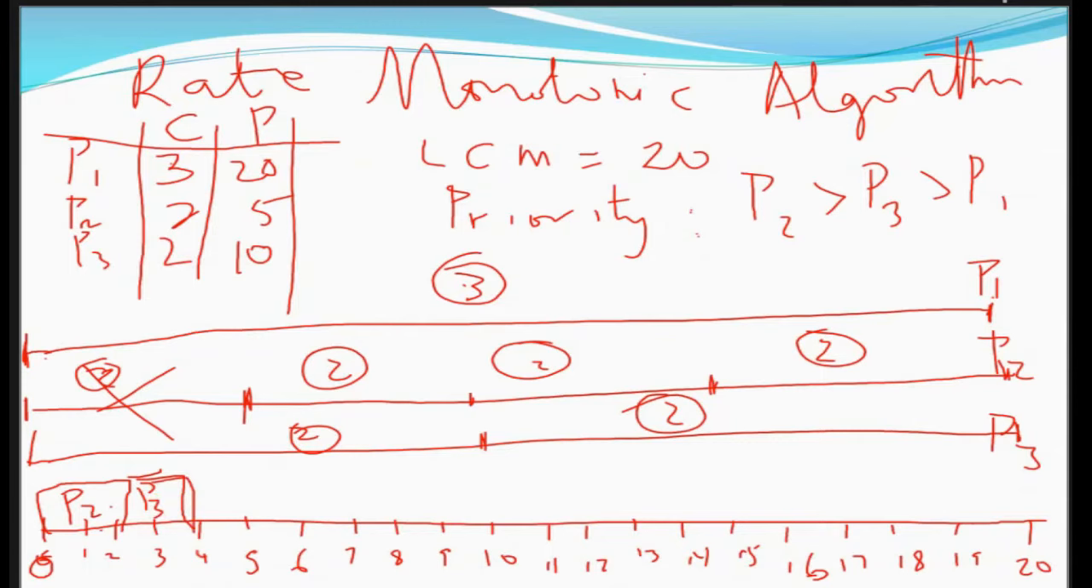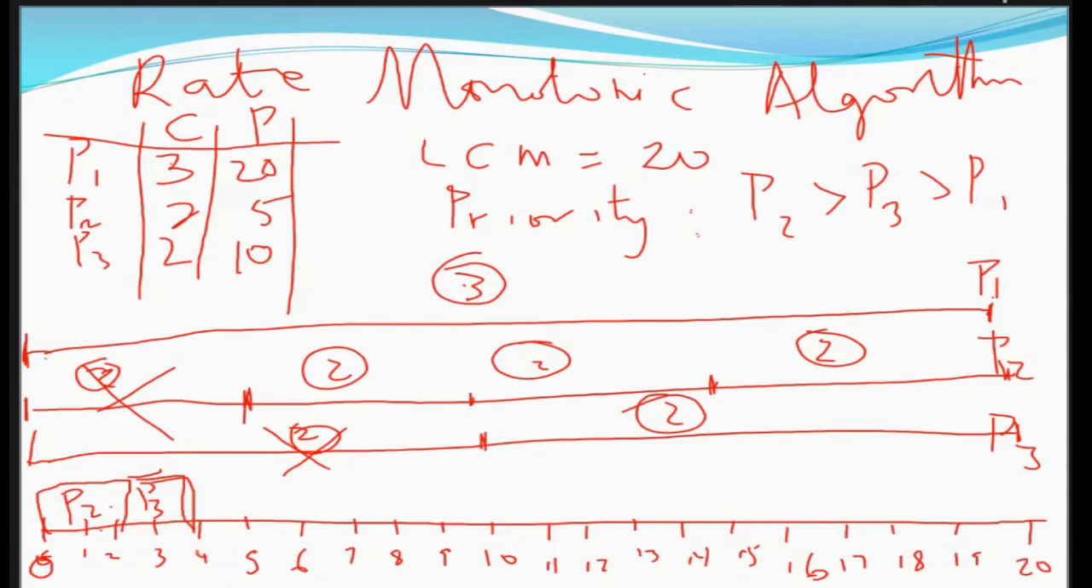Okay, good. So the next thing is, now P3, it means that from 0 to 10, P3 is over. You guys see that? From 0 to 10, P3 is over. Within its block, it's done. Now, the next priority is P1.